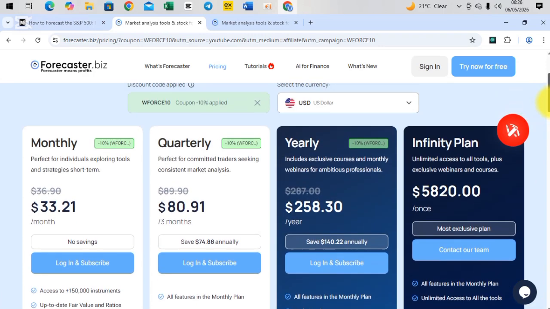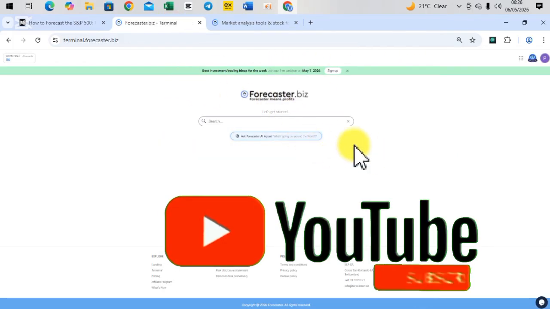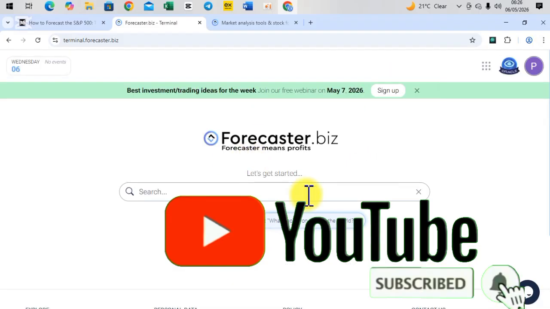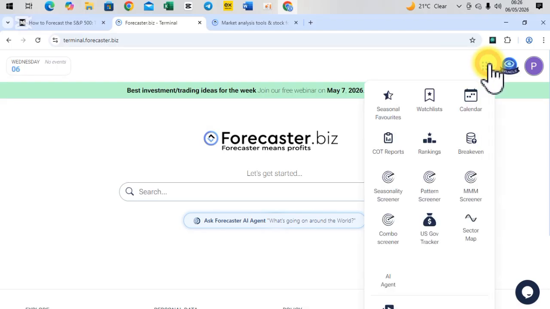Okay, so I want you to sign in, which you can do from this tab. Once you log in, you land on a page like this. Your page will look like this. The first step is to come here to the dotted box at the top right corner. Once you click there, the tool we are talking about, you will find it here under sector map.